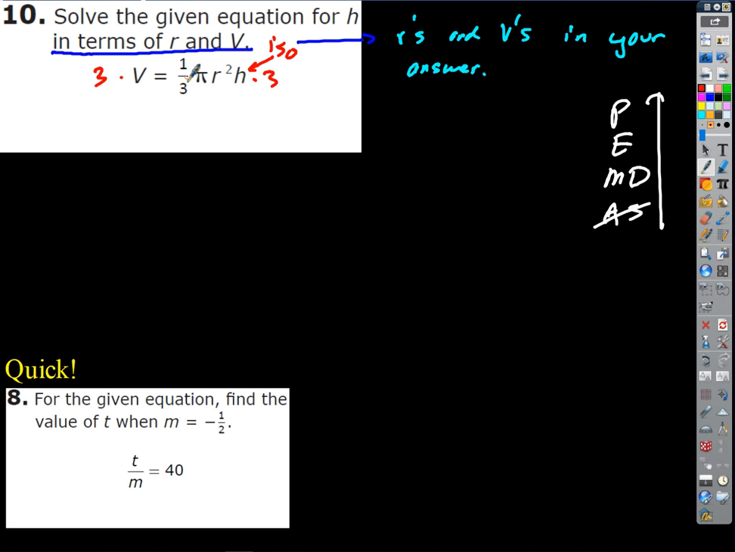Right, so the 1/3 cancels with the 3, right? And then I end up with 3v equals pi r squared h. You gotta get the h by itself. How do I undo multiplying by pi r squared? Divide by pi r squared. There you go.